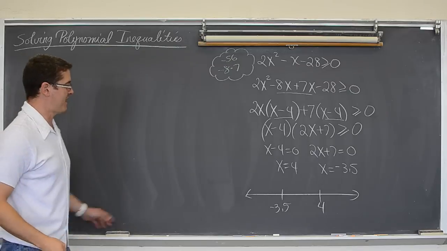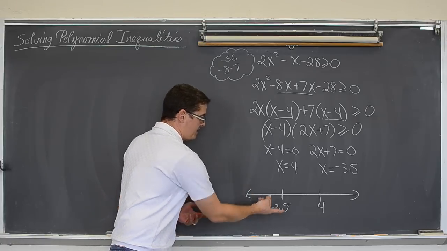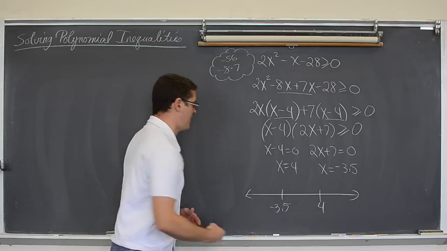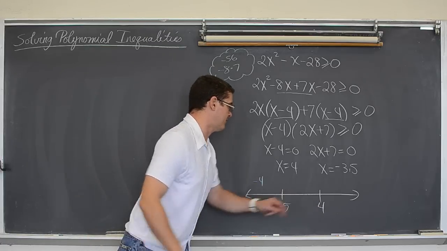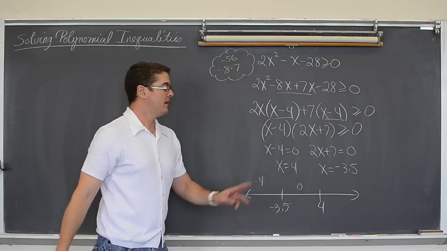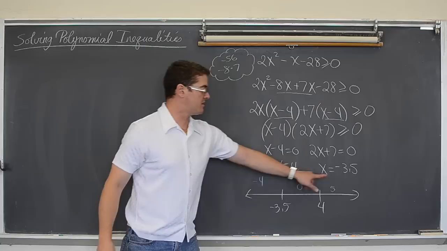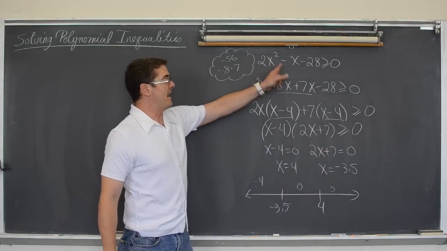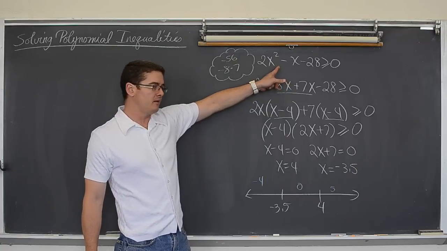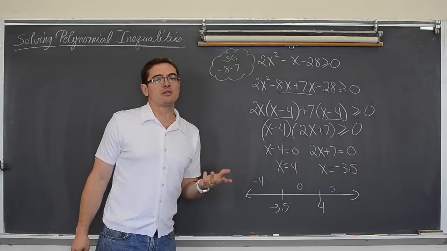Okay, so let's do the check in a different color. So we're going to look at anything less than negative 3.5 will be fine. So let's say negative 4. Anything between negative 3.5 and 4, like 0, will be fine. And anything bigger than 4 will work. Let's say 5. So I'm going to plug each of these numbers, one number for each of the three intervals, back into the original inequality. The ones that work, work, and the ones that don't, that's not part of the answer.